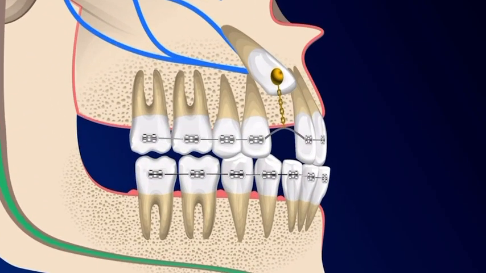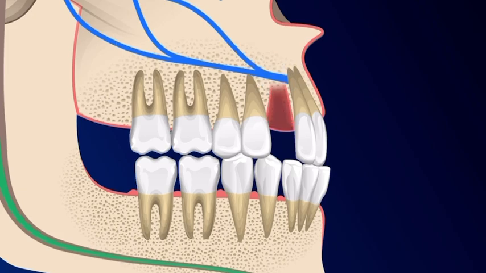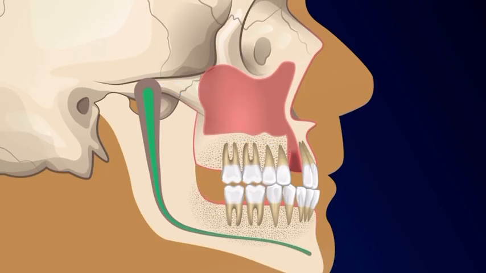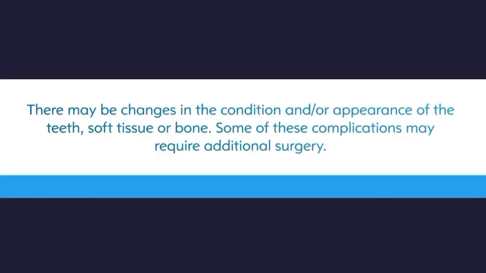The impacted tooth may not move and may be left in place or may need to be removed. Rarely, there may be an opening created from the mouth into the sinus cavities. Or there may be changes in the condition and/or appearance of the teeth, soft tissue, or bone. Some of these complications may require additional surgery.